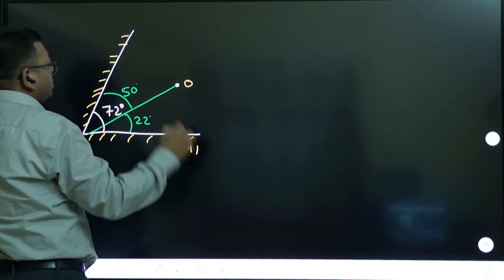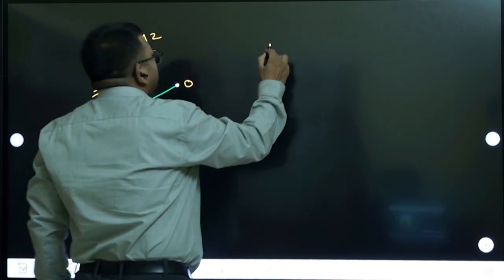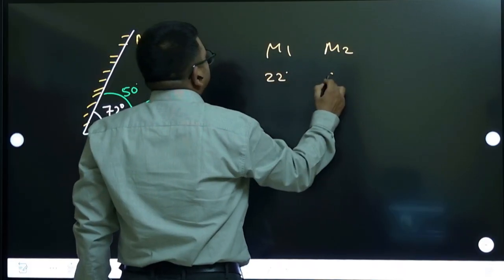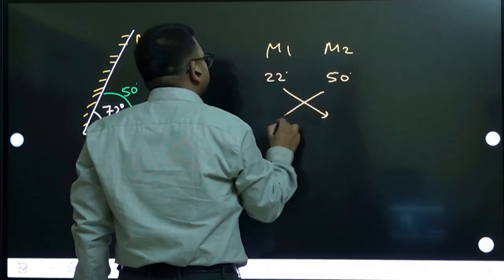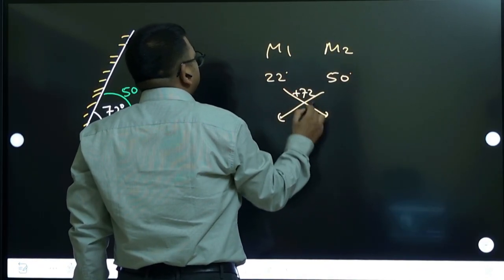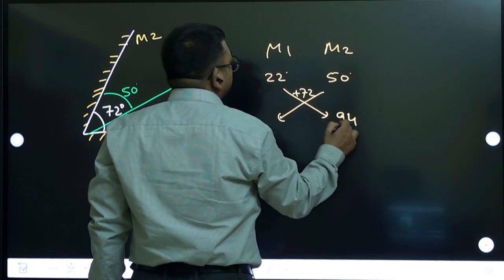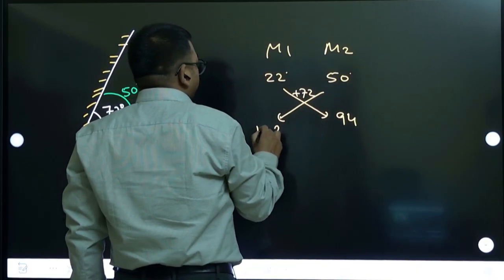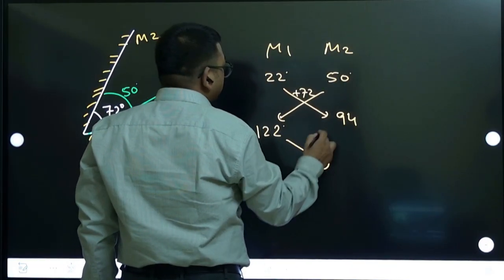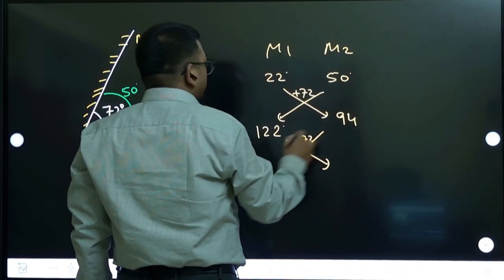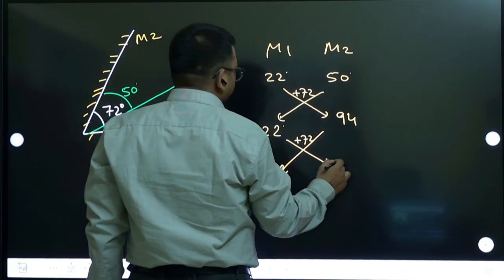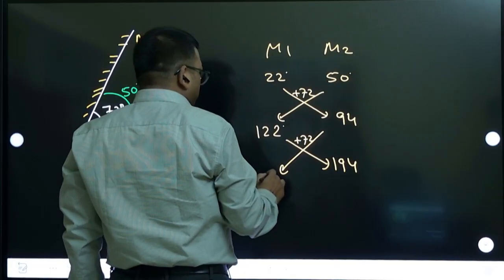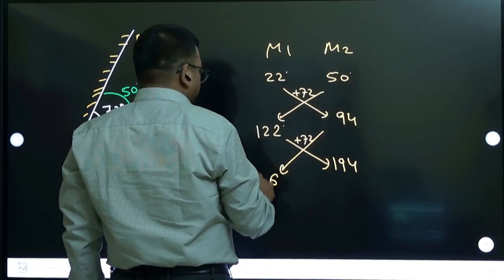Let us say this is the first mirror, this is the second mirror. So what you will do? You will apply this technique. This is 22 here and this is 50 degrees here. Now keep on adding 72. Add 72 here, so that will become 94. Add 72 here, 122 degrees. Again keep on adding 72. So 122 plus 72 is 194.